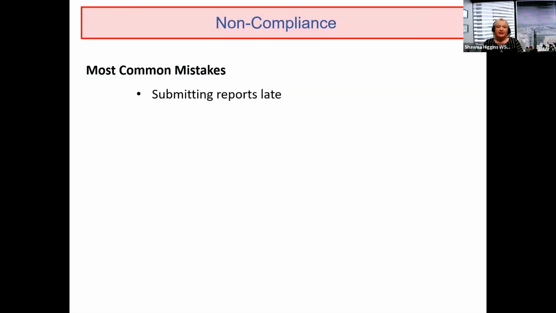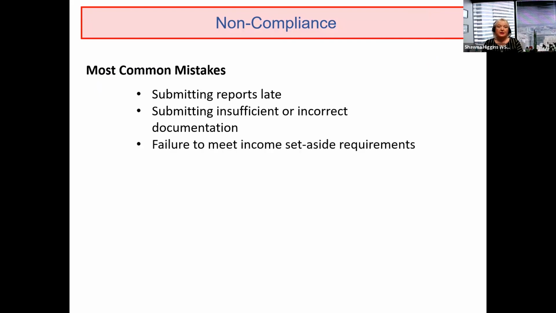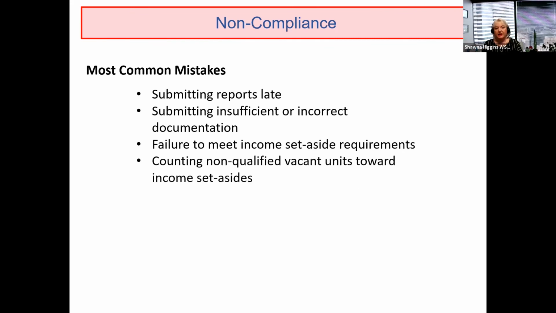So some of the most common mistakes: submitting the reports late after January 7th. Submitting insufficient or incorrect documentation. Failure to meet the income set-aside requirements. So please, when you're doing your Part B, you saw that some of them were highlighted, the AMIs. Those were highlighted because that's what we do when we get it. We want to see which ones are going towards the set-aside. Please make sure to follow it and make sure that you actually have enough qualified households. And counting non-qualified vacant units toward the income set-asides. So for instance, you go, oh, well, that's just a vacant unit. You really have to see who was living in there first. Was it a market rate tenant or was it qualified? If it's a market rate, it's not a qualified vacant.